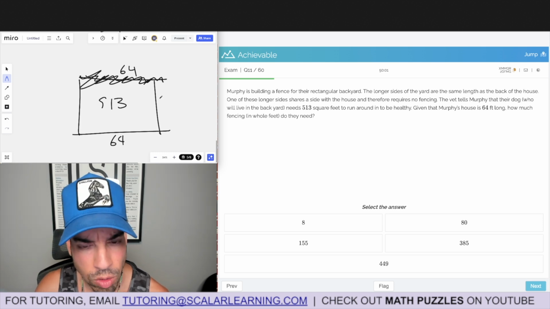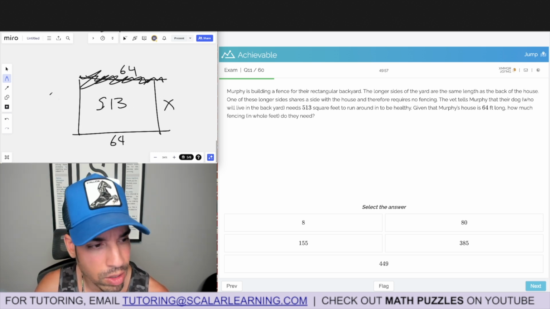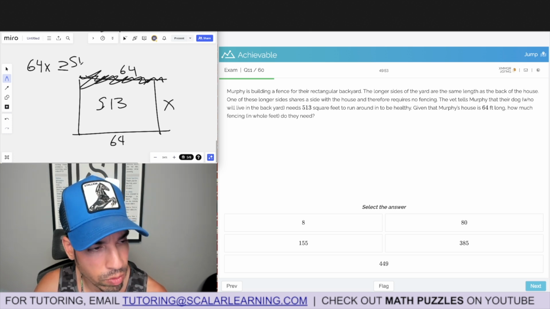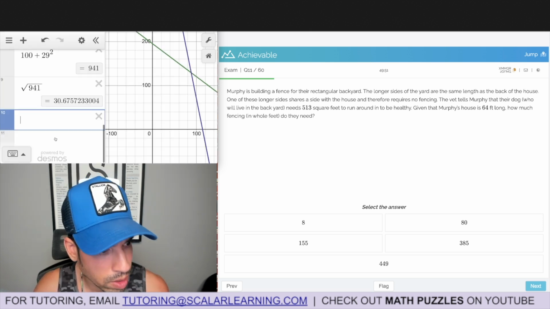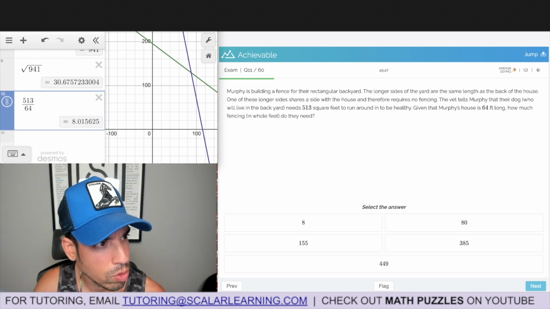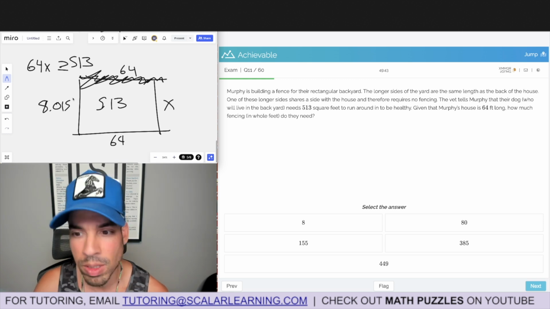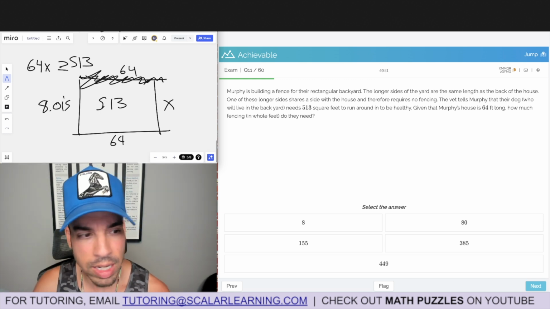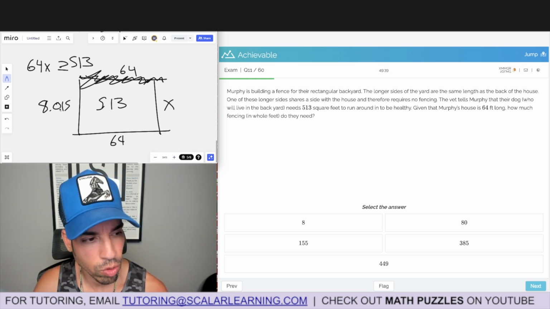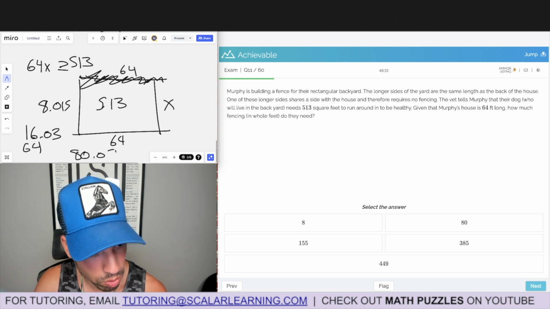How much fencing in whole will they need? So we need at least that much, and this is the unknown. So we need 64x to be greater than or equal to 513, right? So 513 divided by 64 is 8.015, or say 8.015 approximately. So if they need this amount, that's 8.015 plus 8.015, which is 16.03, plus 64, which is about 80.03.